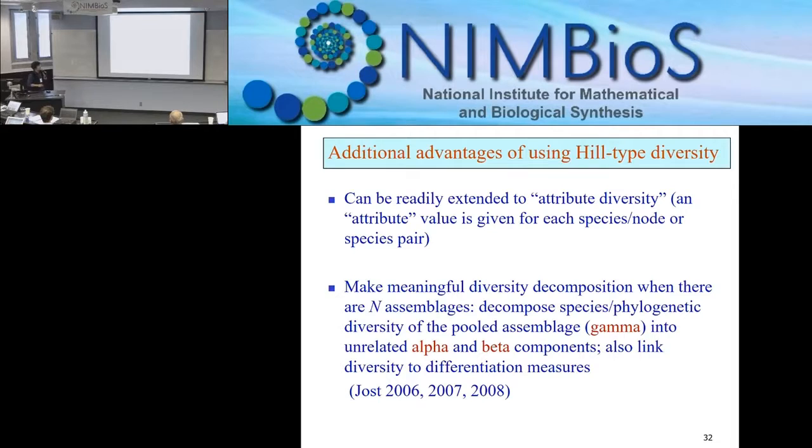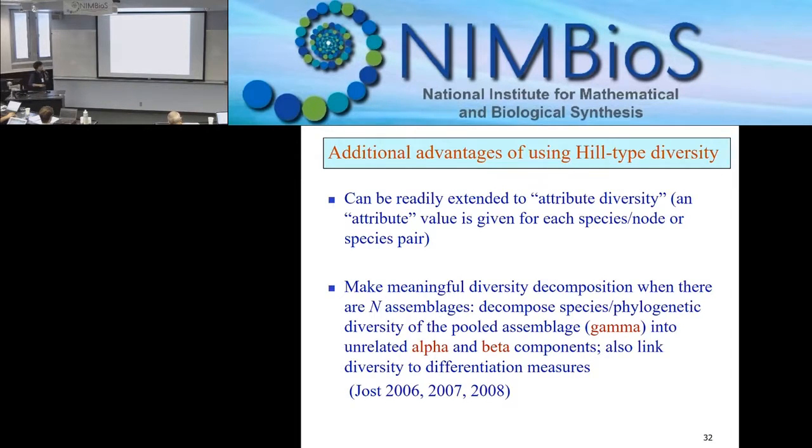Finally, I would like to remark on the additional advantage of using this kind of framework. That is, this can be easily extended to attribute diversity. We can assign an attribute value for each species or each node or each species pair. If the attribute value is branch length, then we get phylogenetic diversity. If the attribute is the functional distance between species, then we get functional diversity. But today I just focus on species diversity and phylogenetic diversity. But similarly, we can do functional diversity.